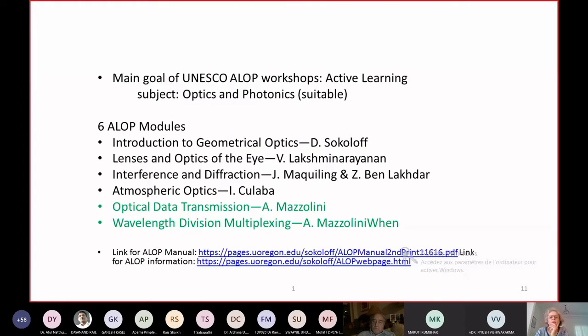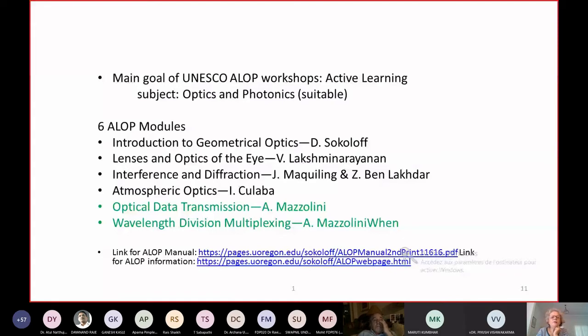So the main goal of the UNESCO Active Learning in Optics and Photonics workshop is active learning. When we do those workshops for trainers, the main goal is showing the teachers what active learning is. We are not there to teach physics. Optics is suitable for these workshops because the material is not very heavy to carry and very easy to duplicate, just to show what active learning is.